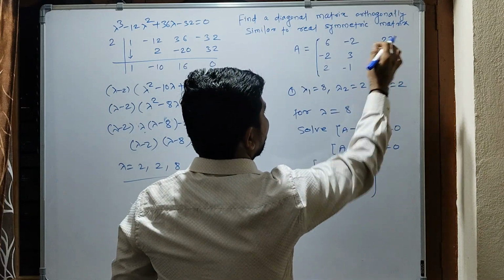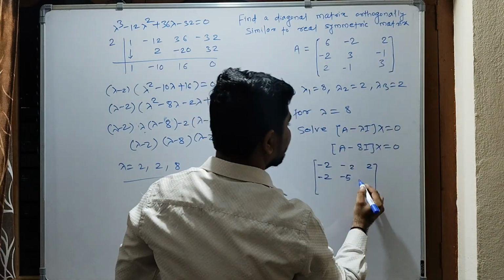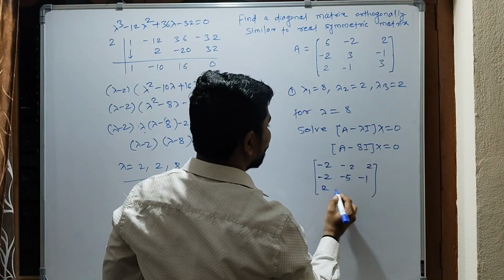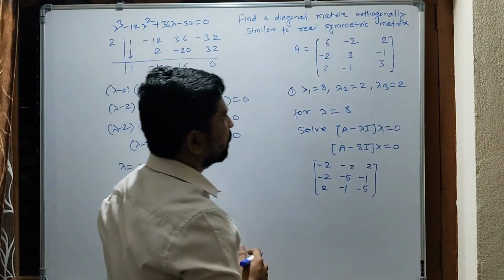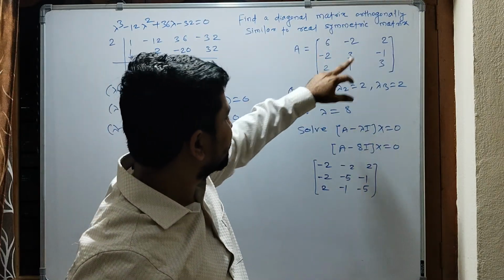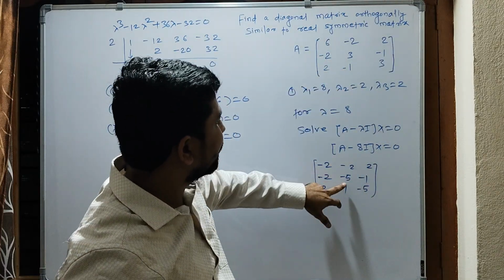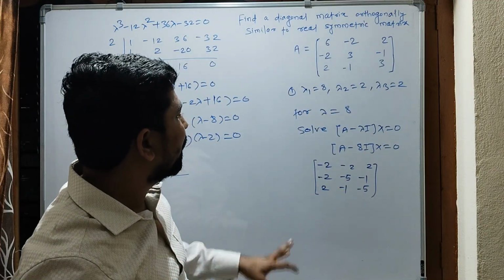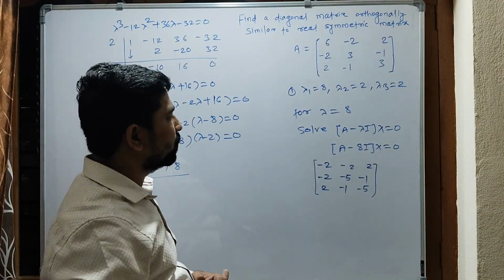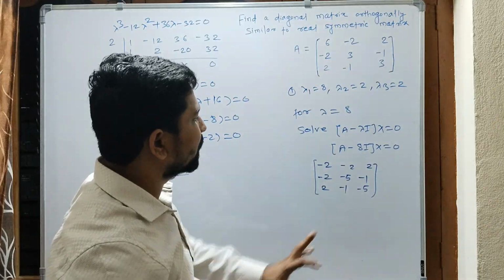Then minus 1 as it is. Here this is 2, this is minus 1, and 3 minus 8, that is again minus 5. So the matrix has diagonal entries 6 minus 8 equals minus 2, 3 minus 8 equals minus 5, 3 minus 8 equals minus 5, with the other entries minus 2, 2, minus 2, minus 1, 2, and minus 1 as they are.